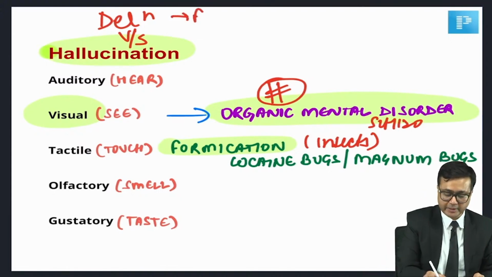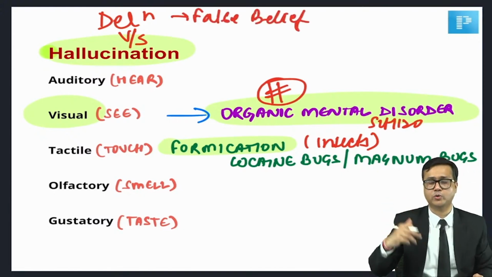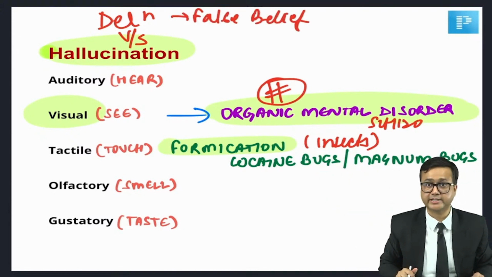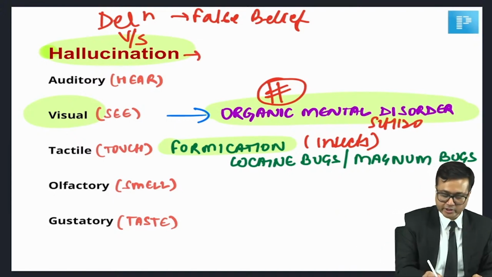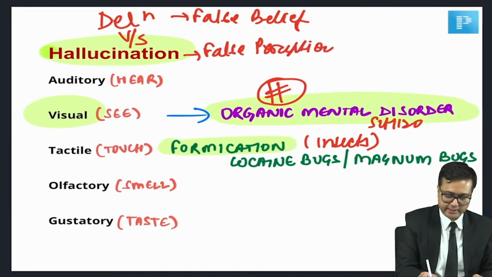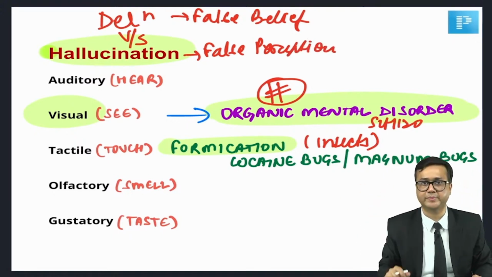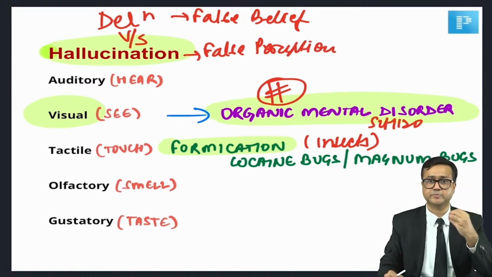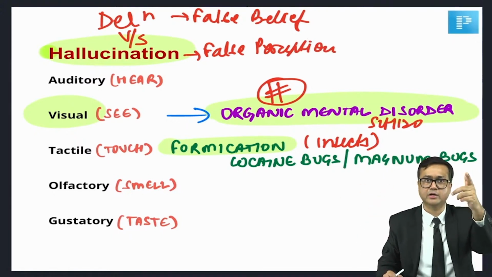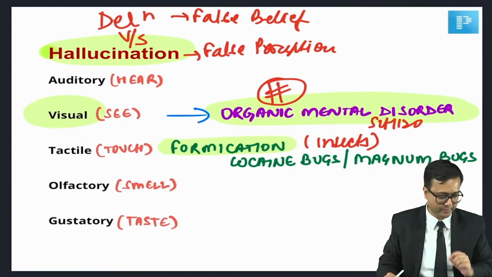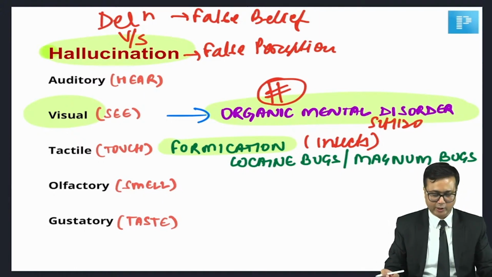Delusion is a false belief. The patient says, I know my neighbor wants to kill me. It's a false belief. Hallucination, remember, is also false. It is a false perception. The patient says, I can hear the voice of my neighbor. So he is perceiving something. There is perception involved. So delusion is thought. Hallucination is a perception. Please remember this very basic concept. I hope this is clear.